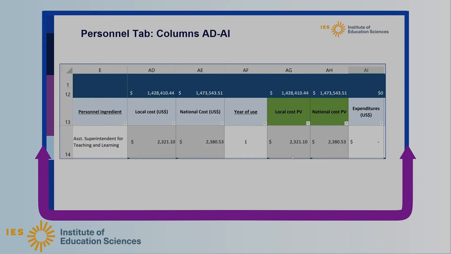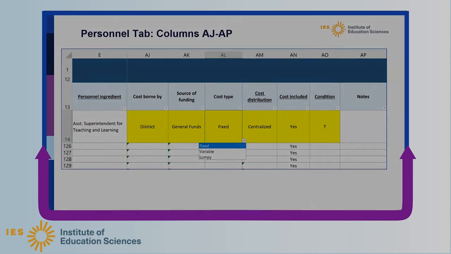In column AI, you can enter any expenditure associated with the ingredient, and this will show up in a separate tally from the economic costs in the summary tables. As the assistant superintendent's salary is already in the annual budget, there was no new expenditure for her time.